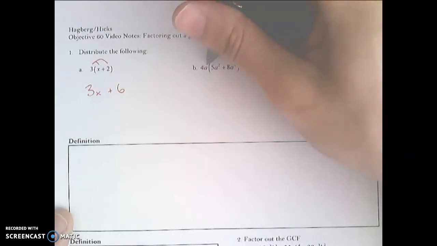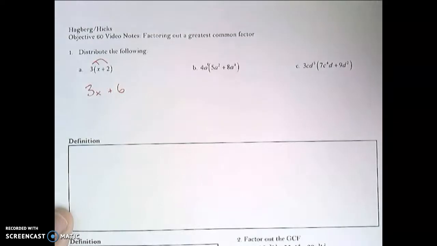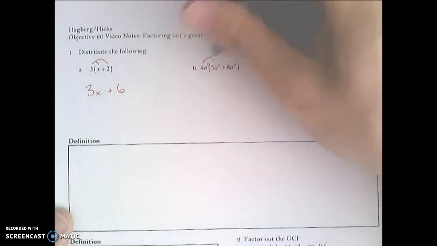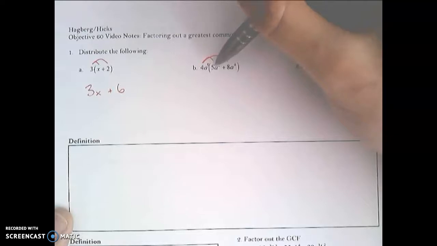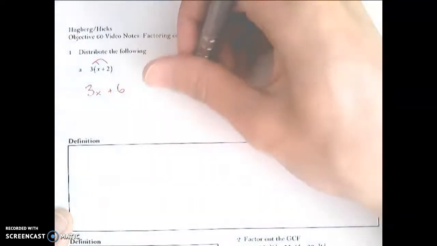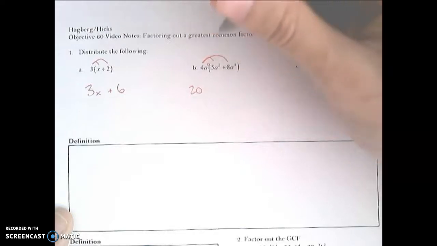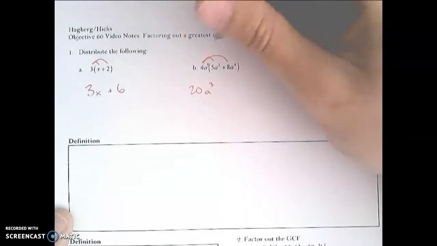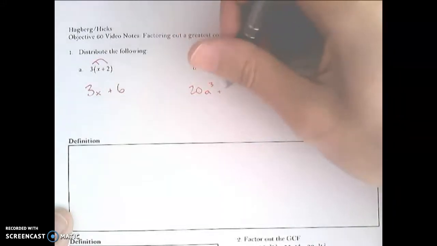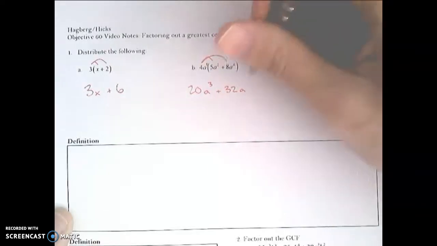We have 4a. The exponent here is 1. Remember, if it's not written, the exponent is 1. And we distribute it to every term. So we multiply numbers with numbers, variables with variables. So 4 times 5, we have 20. And a to the 1 times a to the 2, or a squared. We add the exponents, so we have a to the 1 plus 2 gives us a cubed. And then we have 4 times 8 is 32. We have a to the 1 plus 4 is a to the 5th.